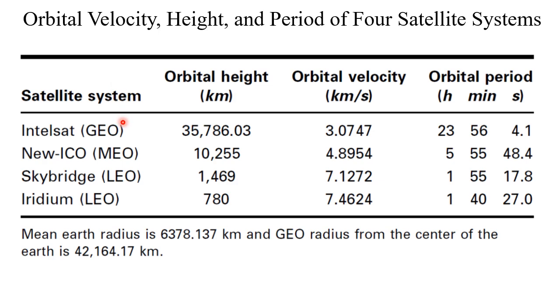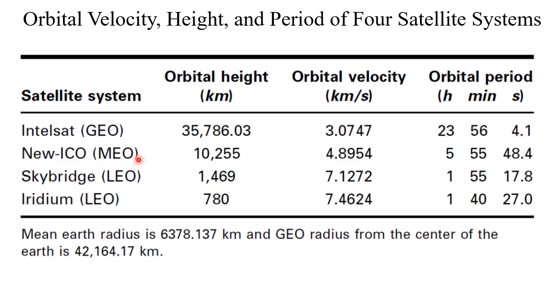So consider an Intelsat kind of satellite, which is basically a geosatellite or geostationary satellite, and its orbital height is around 36,000 kilometers, right? Now if we calculate, we can get the orbital velocity as 3.07 kilometer per second, and the orbital period is almost 1 day, that is 23 hours 56 minutes and 4.1 seconds.